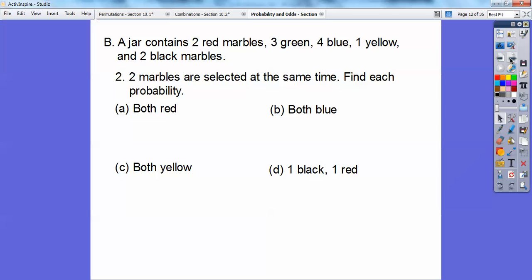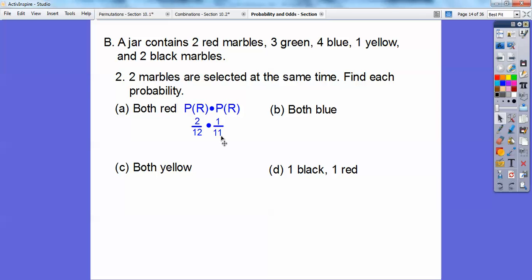Okay, so if they're both red, I'll tell you what I did first, you guys. The probability to get a red times the probability to get a red the second time. Where I got the 2/12, this one's easy to see because there are two red marbles out of 12. And then you assume that you pulled the red marble out. So for the second one, there's only 1 red marble left out of 11 marbles left.